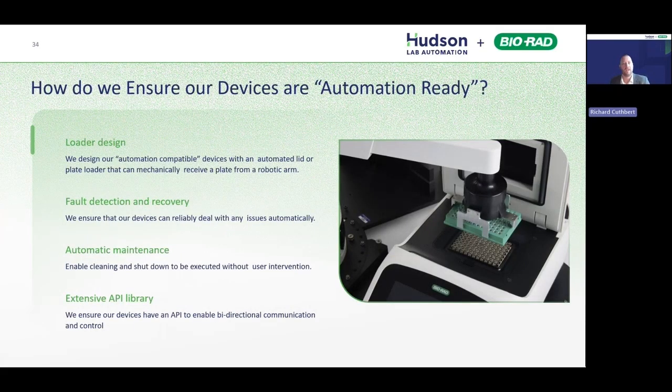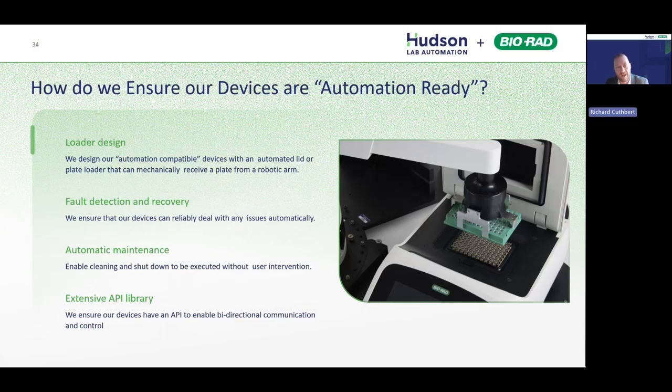When considering integrating any instrument for part of your workflow, there are certain key questions that you need to think about to assess how well that instrument is likely to perform. A big one is the loader design. Is it easy for a robot arm to access the loader? Here you can see the loader from the PTC Tempo, which is an automation-friendly thermocycler with a really accessible loader.